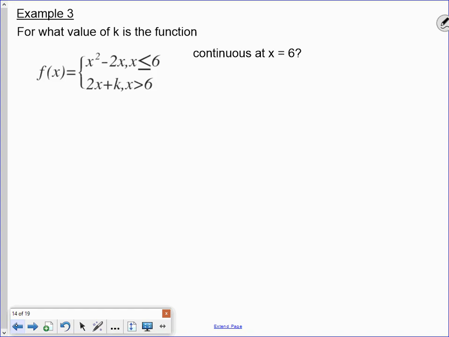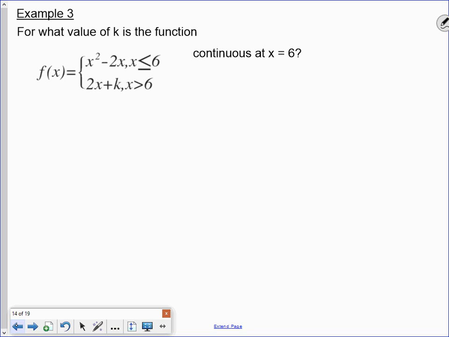All right, our last sort of question that you might be asked about this kind of stuff. For what value of k is the function f at x equals, and again, it's a piecewise function, x squared minus 2x for x less than or equal to 6, and 2x plus k for x greater than 6. For what value of k is this function continuous at x equals 6?